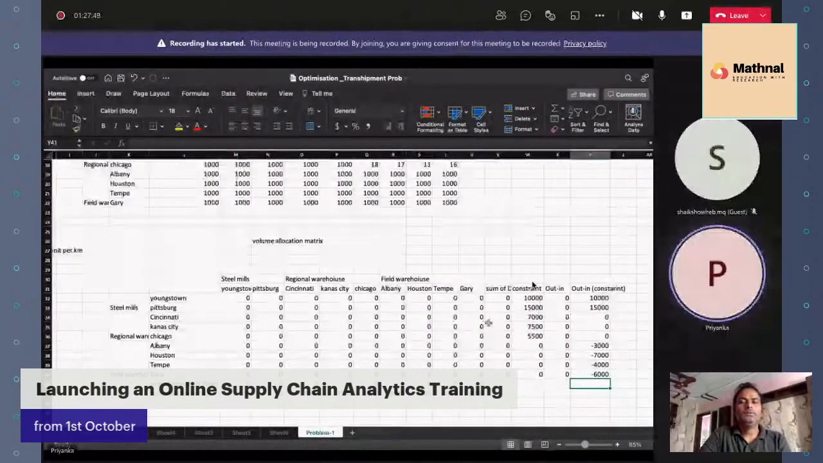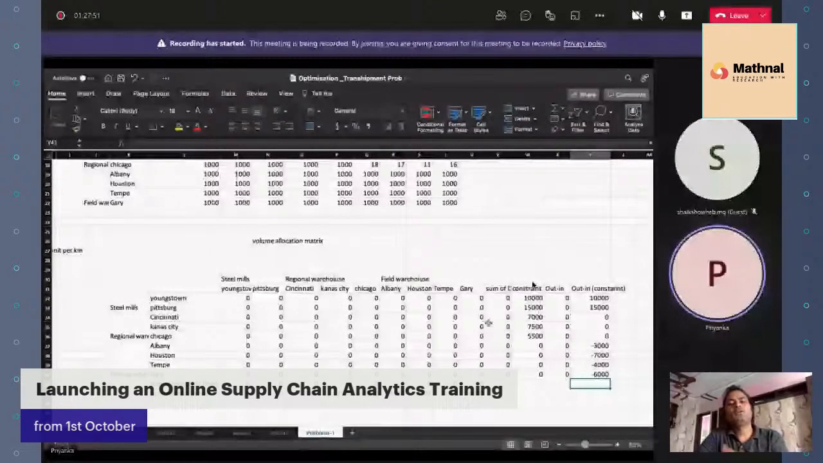It's not a selection matrix. If it were a selection matrix, we'd put 1000 and get accordingly. Now you want volume. So our total volume for Youngstown should be equal to 10,000. Total volume dispatched from Pittsburgh has to be equal to 15,000. Total dispatch from Cincinnati has to be equal to 7,000. So this is not one. It's a volume. Now we are building a volume allocation matrix, so we want volume there, and that volume has to be equal to this constraint.